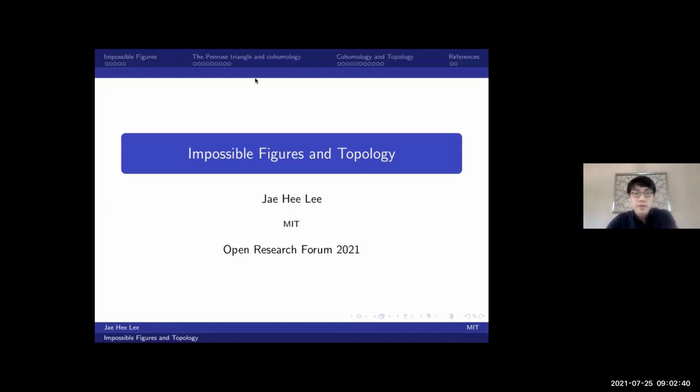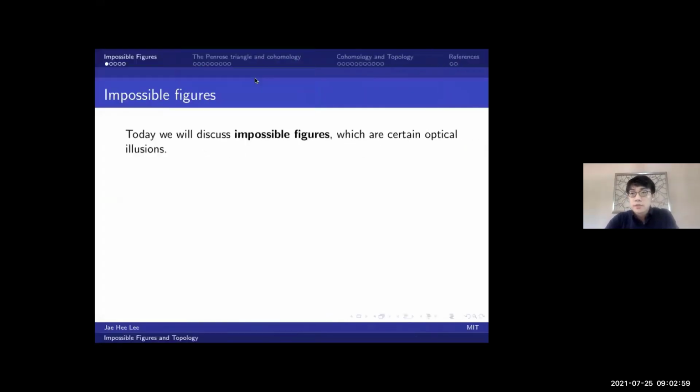So today, the topic I'm going to discuss, as the title says, is impossible figures in topology. Maybe I'll just start by introducing what impossible figures are, and start to build up to the main subject. The topic of today's discussion is going to be impossible figures.